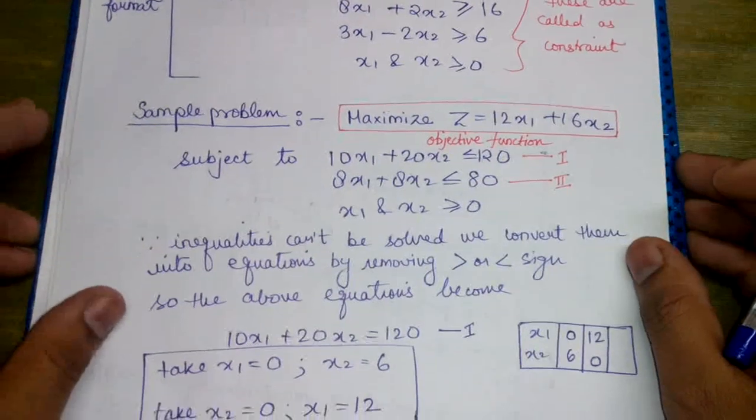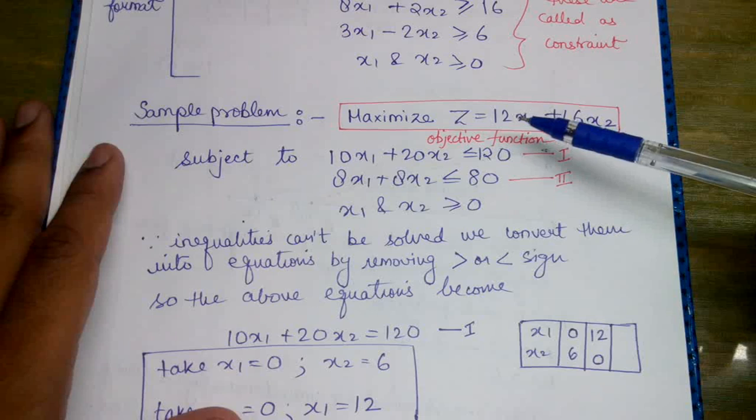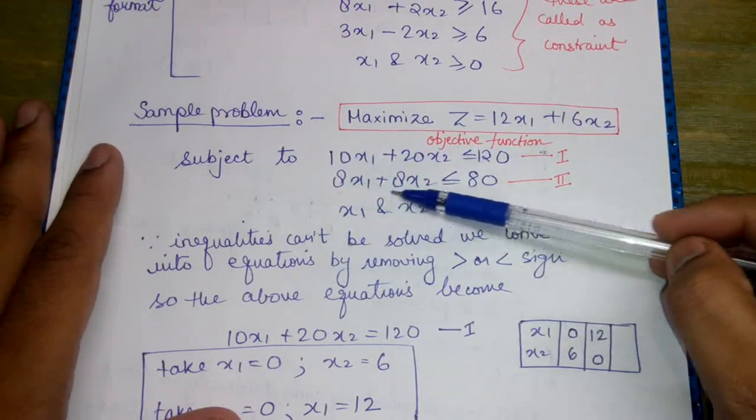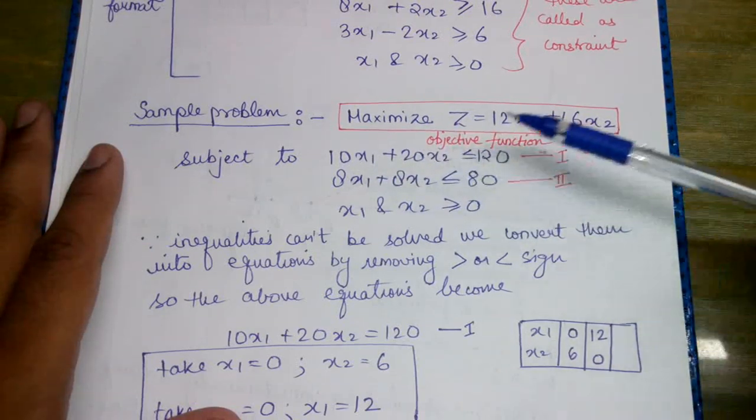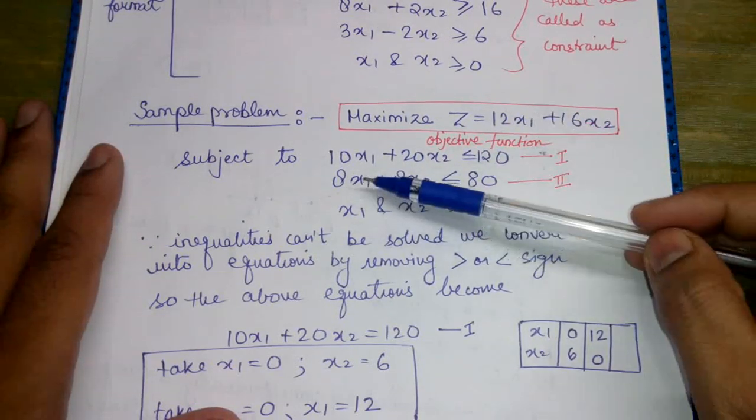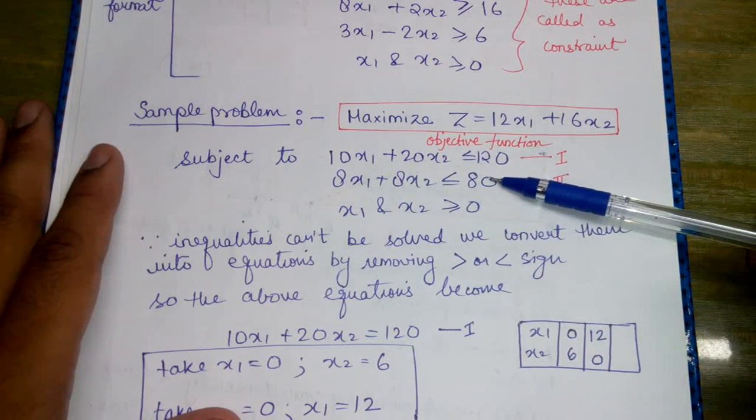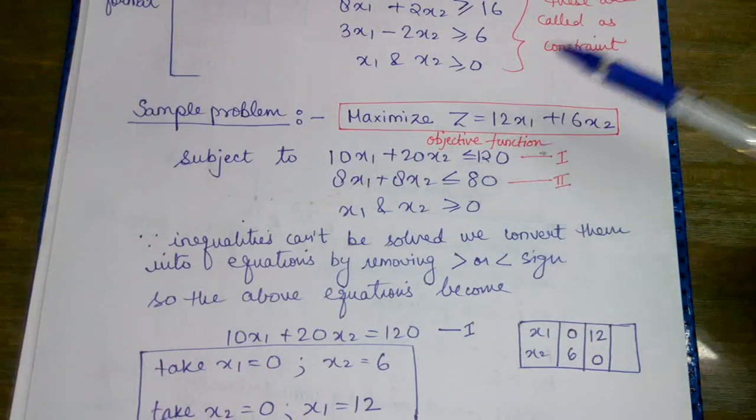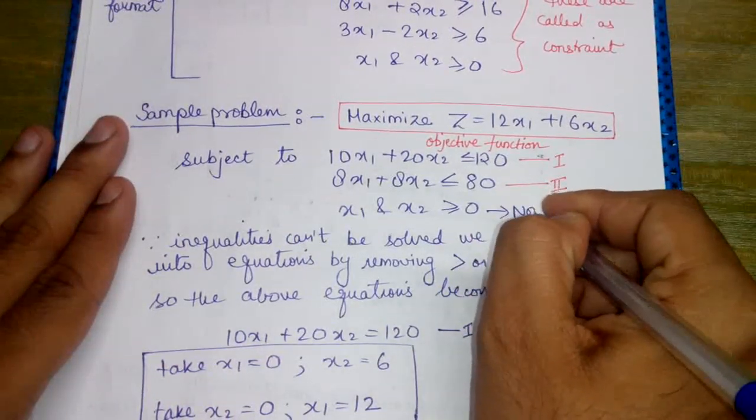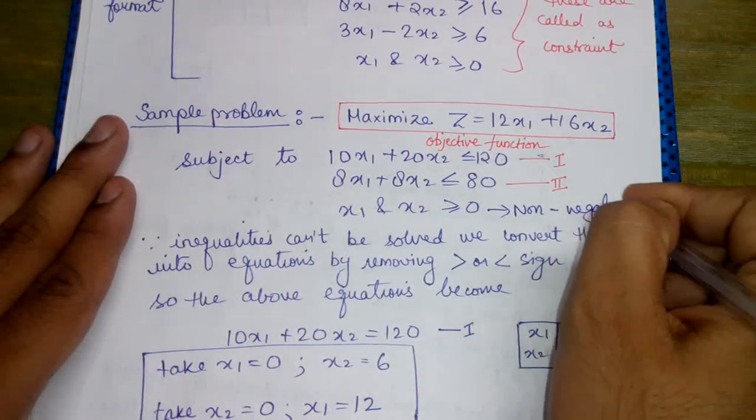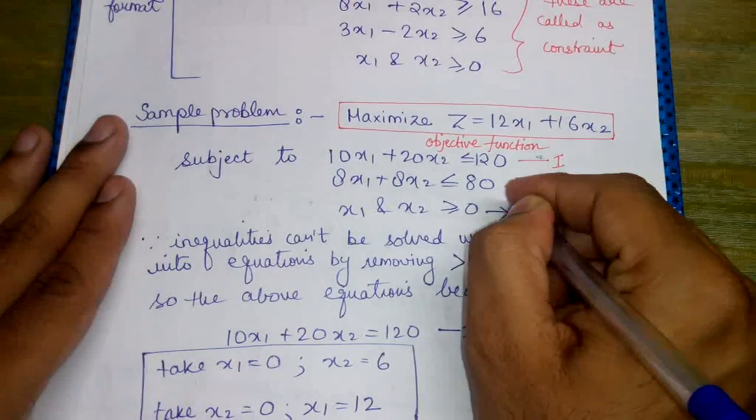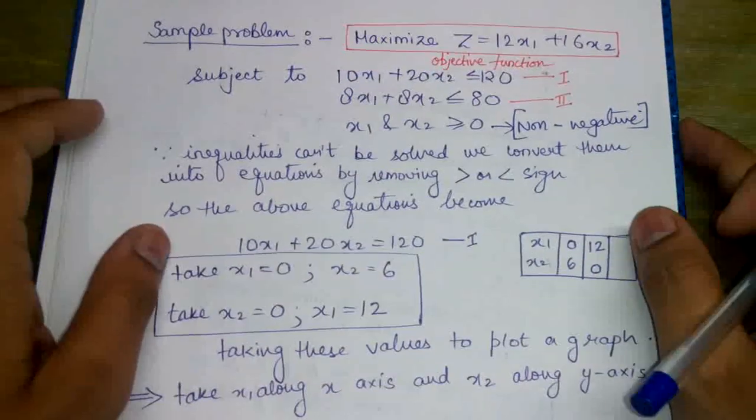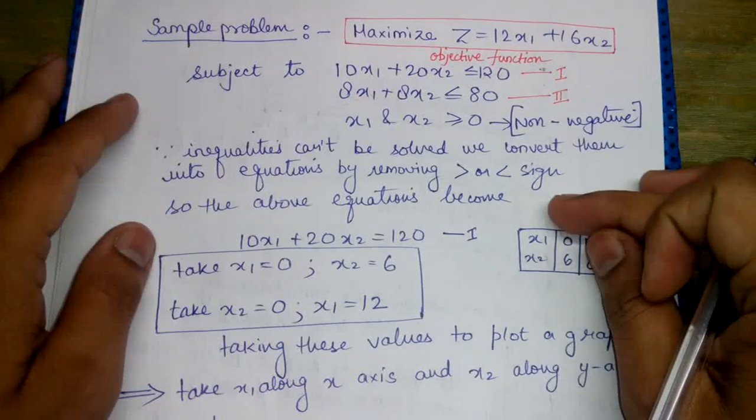What the problem asks is that we have to maximize 12x1 plus 16x2, subject to these two conditions: 10x1 plus 20x2 is less than or equal to 120, and 8x1 plus 8x2 is less than or equal to 80, such that x1 and x2 are both greater than or equal to 0. That means they are non-negative.